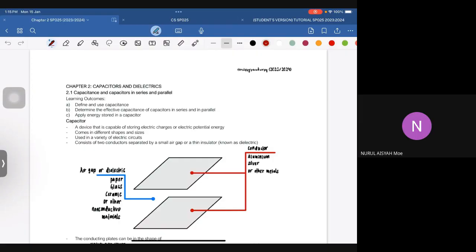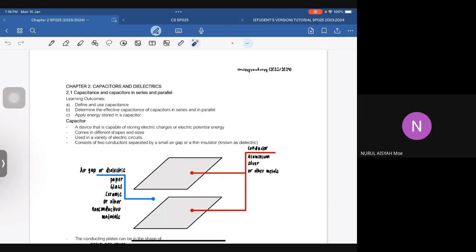Chapter 2. And basically, this should be about a week's lesson, because it's short. For this one, for PSPM, this is 7 out of 80 marks. If there are any changes, I'll let you know. But for now, chapter 2 is 7 out of 80 marks.